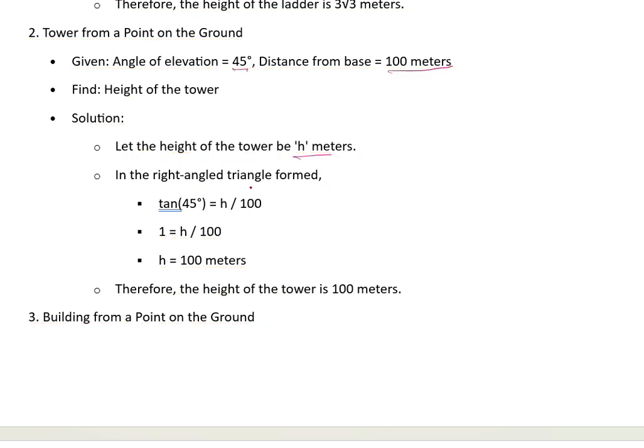In the right angle triangle formed, tan 45 is equal to h by 100. The value of tan 45 is 1, so 1 is equal to h by 100. The value of h is 100 meter. Therefore, the height of the tower is 100 meter. Clear?